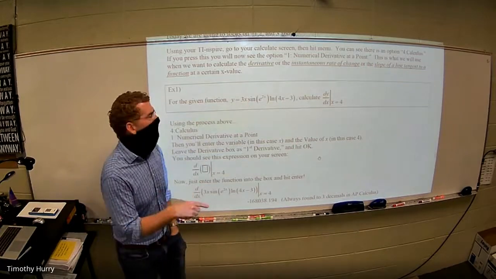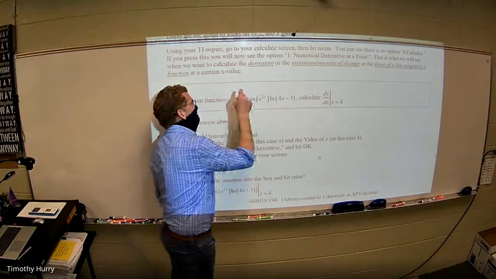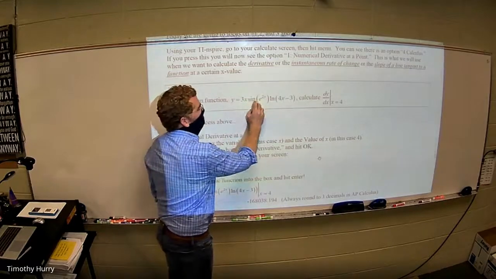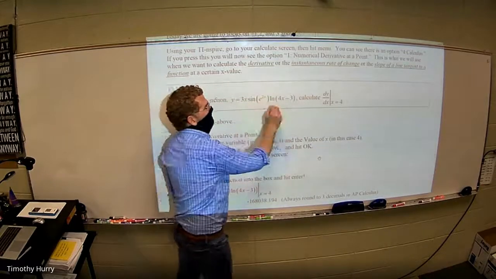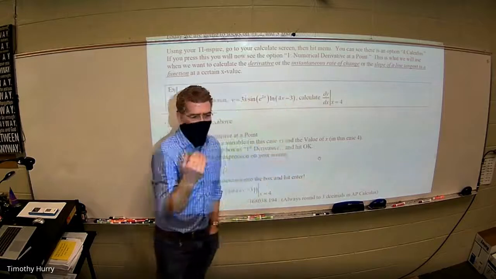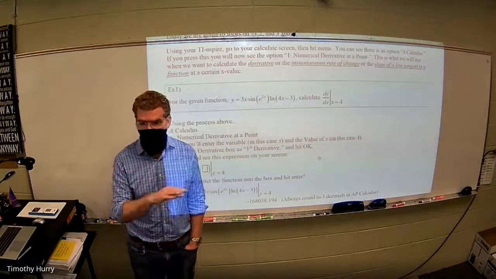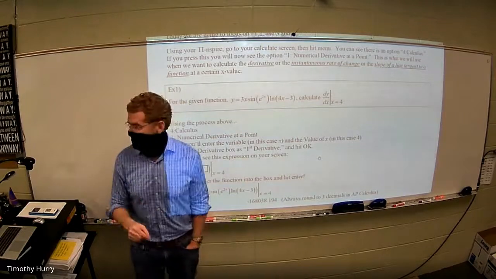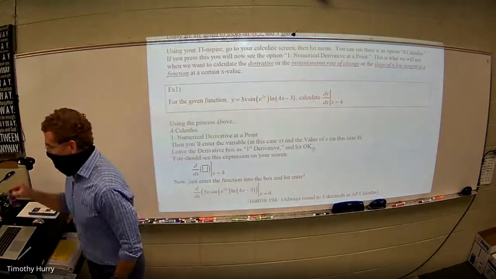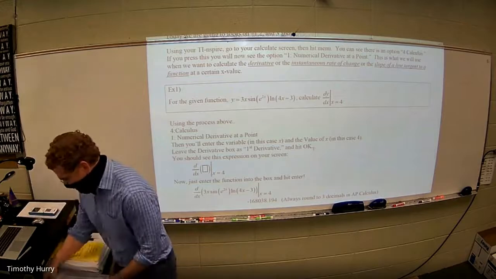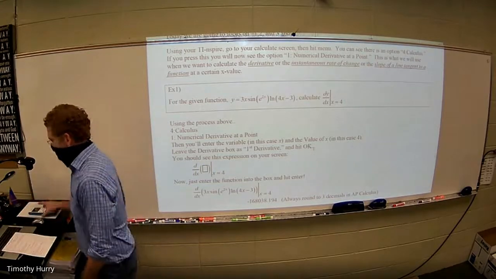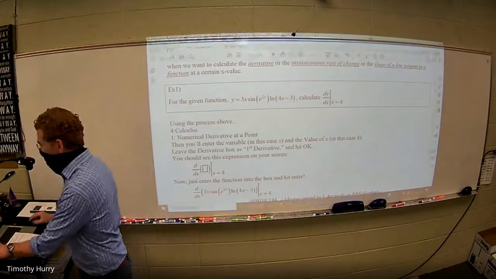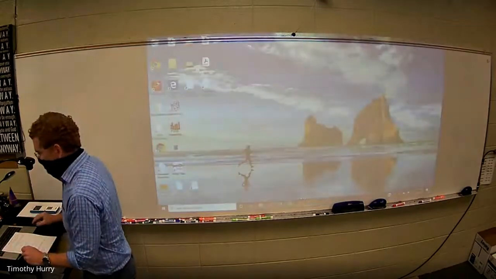So get in the habit of going 3x times sine of e to the 2x times natural log of 4x minus 3. Get in the habit of doing that when you're typing that in here, and you won't have issues. And that's especially true when you're graphing stuff. So you have this in front of you, but I am going to switch over so that you can see my screen. And we're just going to go with that.